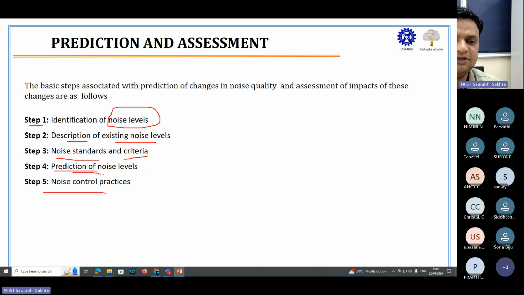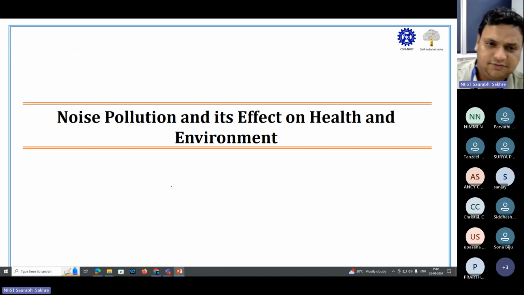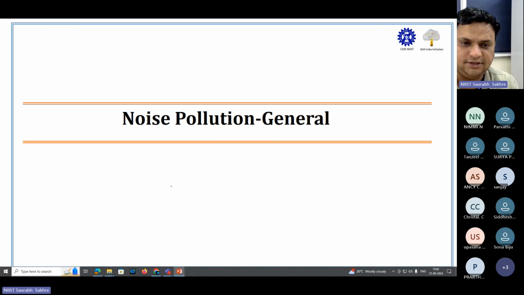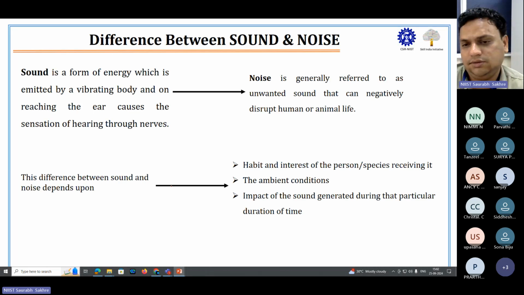This prediction part, some part we will see tomorrow. The rest we'll try to understand today: what noise is and how we have to proceed with it. So first we need to understand what noise pollution is. Slowly we'll understand. There are two terms in this. One is sound and the other one is noise.